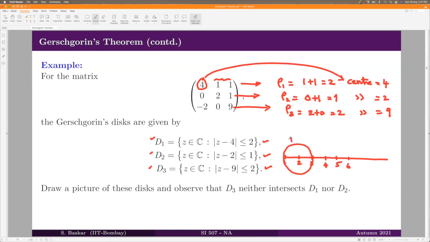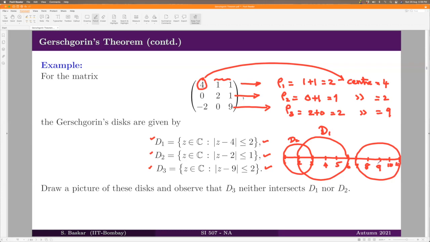Sorry, this is D2, that is the second disk, and the first disk has center at 4 and radius 2, and therefore you have the disk D1 like this. Then you have 7, 8, and 9, with the center as 9 and radius as 2, so it will be something like this, 10 and 11, right?